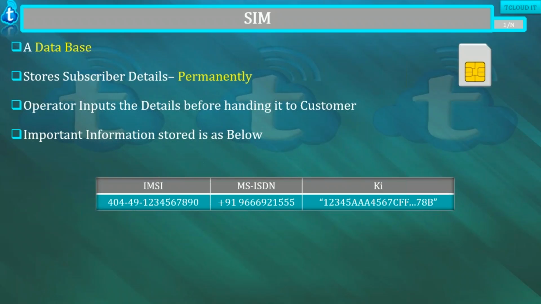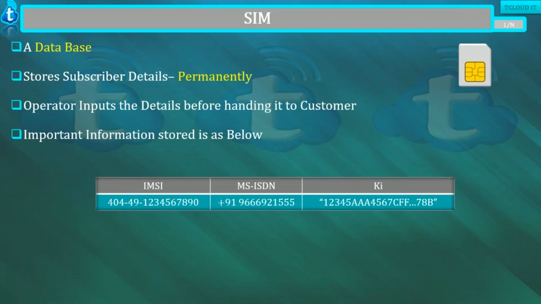So which one is used for what purpose? This IMSI is used for our internal communications. So whenever the mobile is going to communicate with the MSC and try to do some kind of registration or anything like that, the mobile would never quote its MSISDN number. Instead, the mobile would quote its IMSI number.